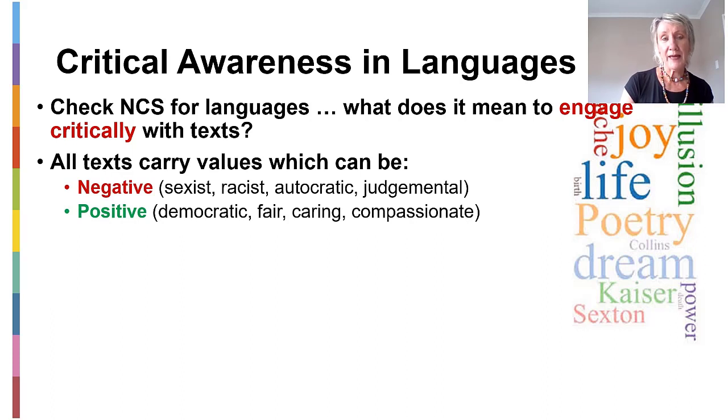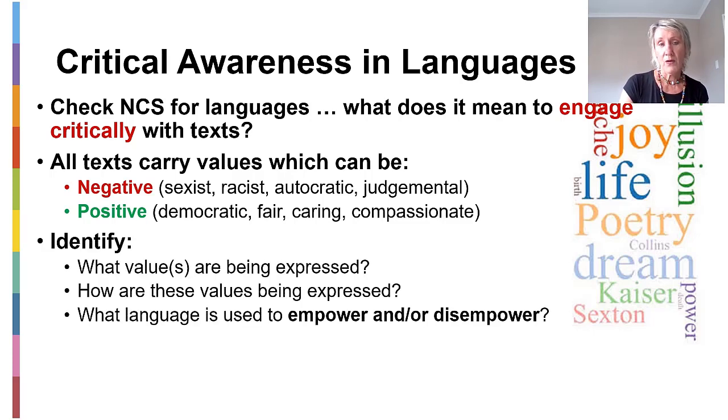Students need to be aware that certain texts or most texts carry some values, and these can be negative, sexist type of literature, racist, autocratic, judgmental, or positive. A piece of writing that's democratic, fair, caring, compassionate, and to be able to differentiate between them and actually identify why they are saying it's negative or positive. Also to identify what values are being expressed in a piece of writing. What is the writer's values?